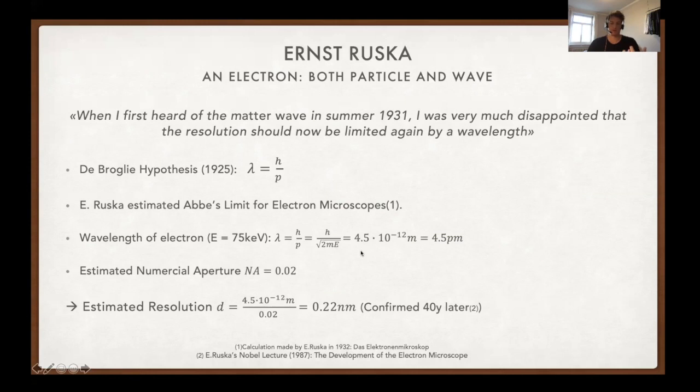Side note: there is no need to calculate with relativistic effects, since the electron energy is way smaller than its rest mass, with 75 keV compared to 511 keV. As a value for the numerical aperture, he uses 0.02, which he got from earlier measurements, and so he ended up with a resolution limit of 0.22 nanometer, and this is already in the range of atomic distances. And this value was indeed experimentally confirmed 40 years later. To the number of the numerical aperture, he said that this value will also get bigger, so the resolution limit will also fall down again, and this really happened.